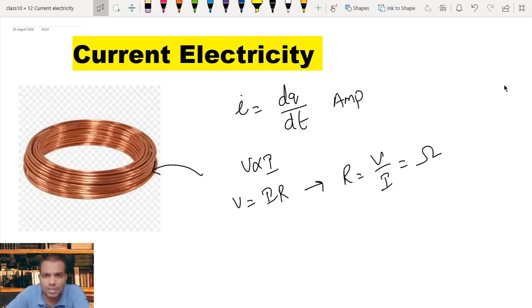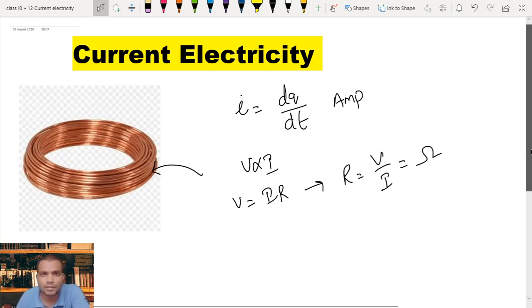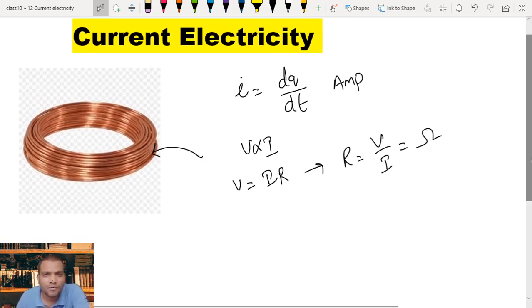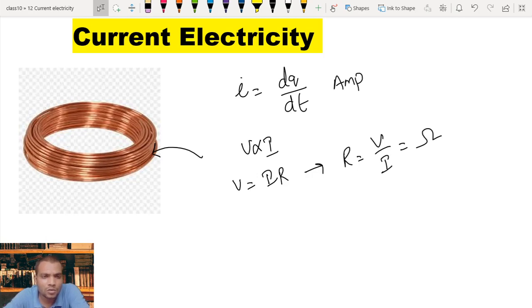This resistance is a material property. If the material changes, the resistance value changes. So we defined conductors and insulators. Conductors are those which offer very less resistance, and insulators are those which offer high resistance.